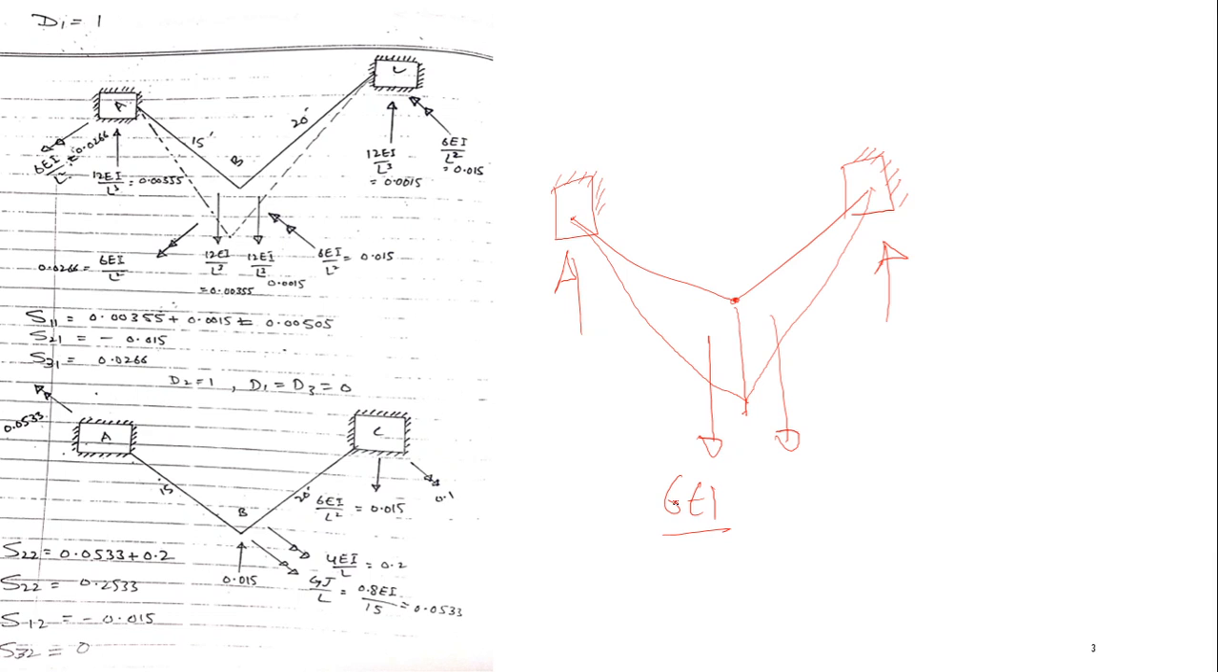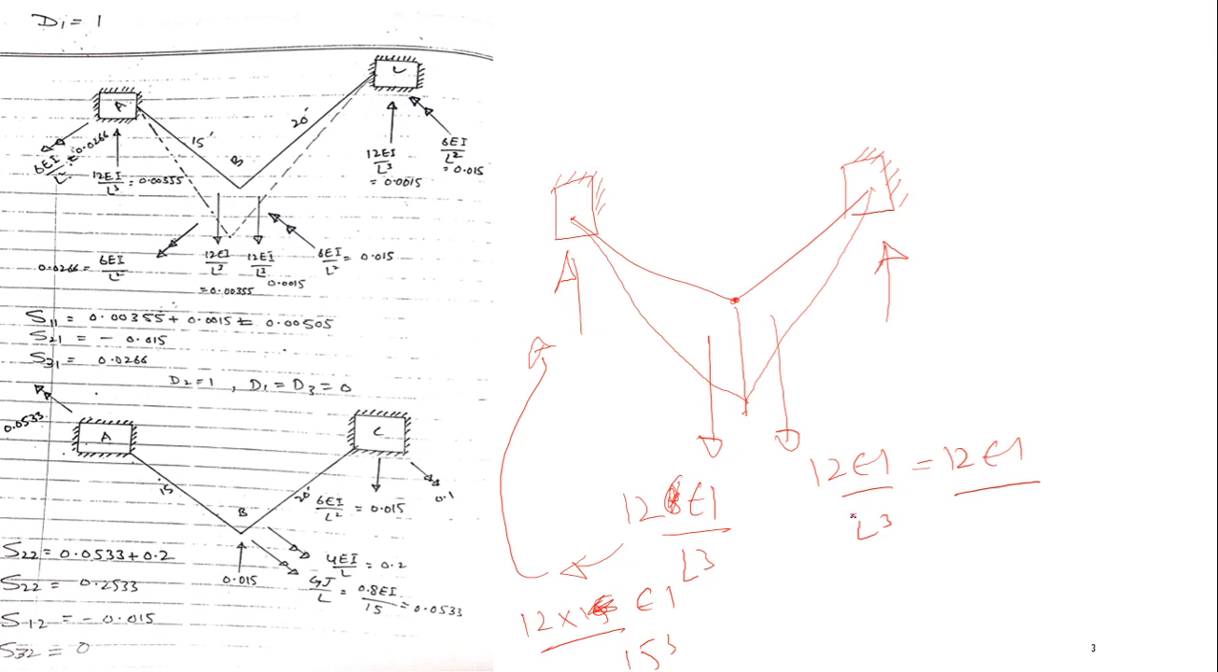When you give translation, it should be equal to 12 EI by L cube, and this should be 12 EI by L cube. The L is different here. This is 20 and this is 15. So this becomes 12 EI divided by 15 cube, and it would be the same for this. Here it would become 12 EI divided by L, which is 20, so 20 cube, and it would be the same as that. So this is easy. Now in the next stage, we find the values. The value comes out to be this.